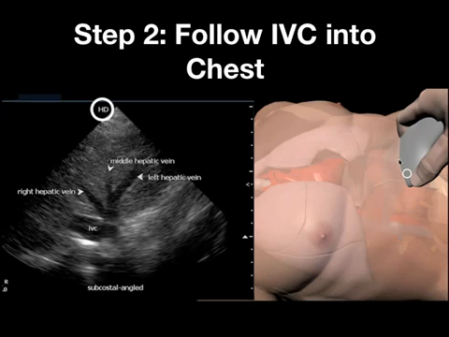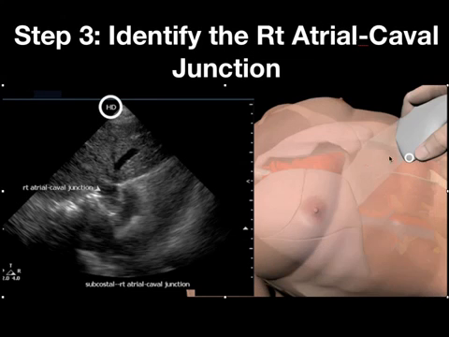Now angle the transducer into the chest following the inferior vena cava. You can see here that you've now got the right, middle, and left hepatics visualized as they are draining into the inferior vena cava. Now as you continue to angle into the chest, you're going to get to the right atrial-caval junction. So at this point you're very close to getting your 4-chamber subxiphoid view of the heart.